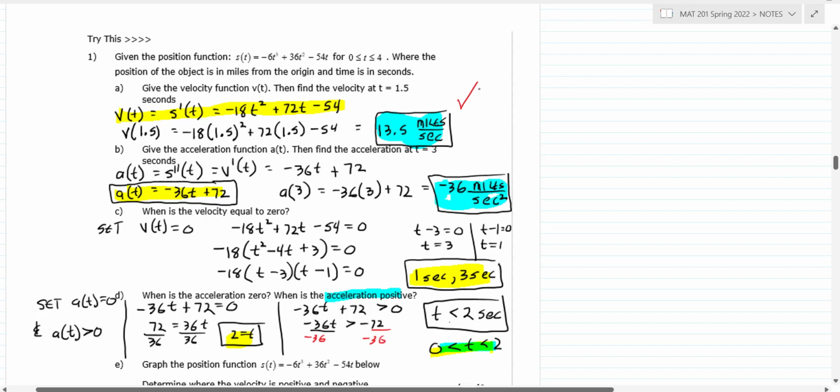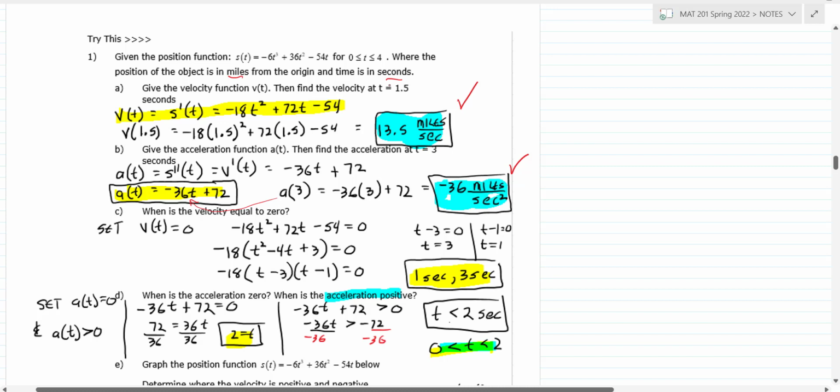All right, so finding velocity is very simple. Just find the first derivative of the position function. Then you're going to find the acceleration at t equals 3 seconds. The acceleration is the second derivative. So the second derivative would be negative 36t plus 72. I'm just doing the derivative of the velocity. Then I'm going to evaluate at 3, so I plug 3 into the acceleration. I end up getting negative 36 miles per second squared. The units on that will be miles per second squared, because I gave you miles and time in seconds.